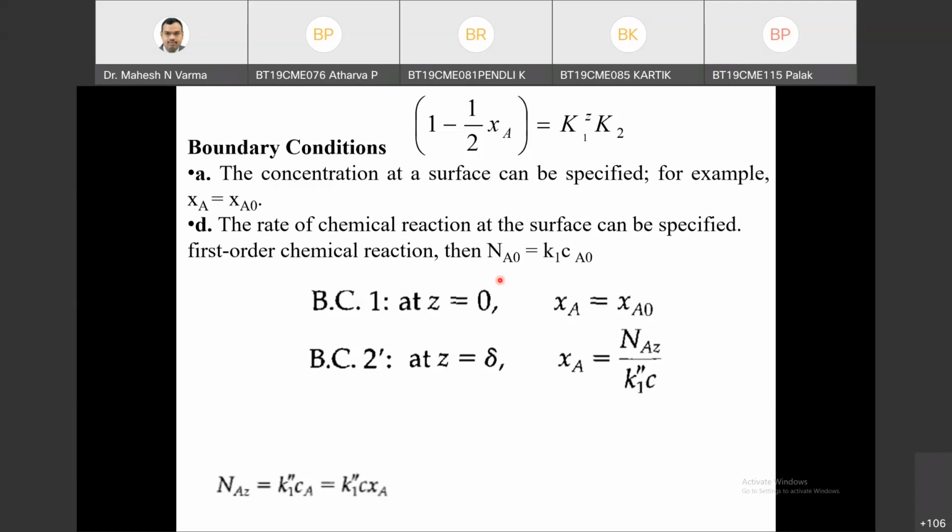Here on number 86, Prashant. Yes, sir. What is the value of K1? Sir, K1 equals (1 minus N_Az by 2 K1 double dash C) divided by (1 minus half X_A0) by (1 minus X_A0 by 2) whole to the power 1 by delta. Okay, and what is K2 equal to? Sir, K2 equals 1 minus X_A0 by 2.